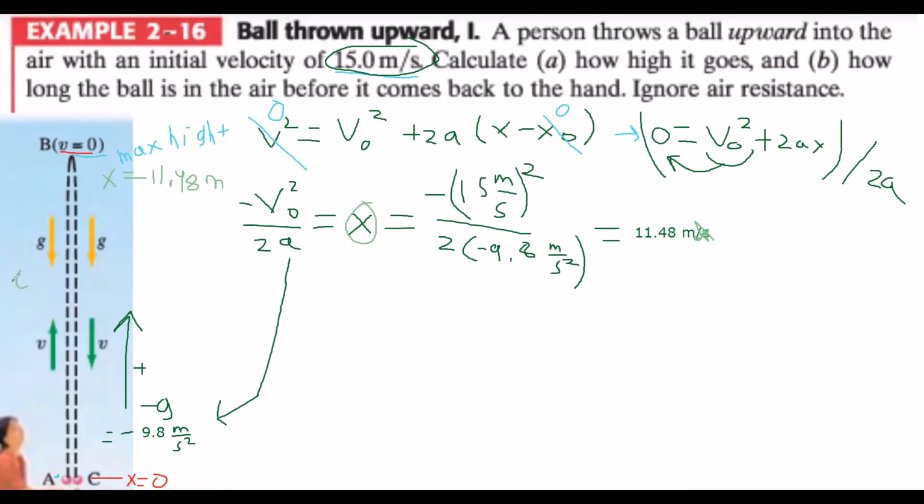So t1 is this side. t1 is going up, and t2 is going down. So then t total is equal to t1 plus t2. Does that kind of make sense? Yeah, kind of. Okay.